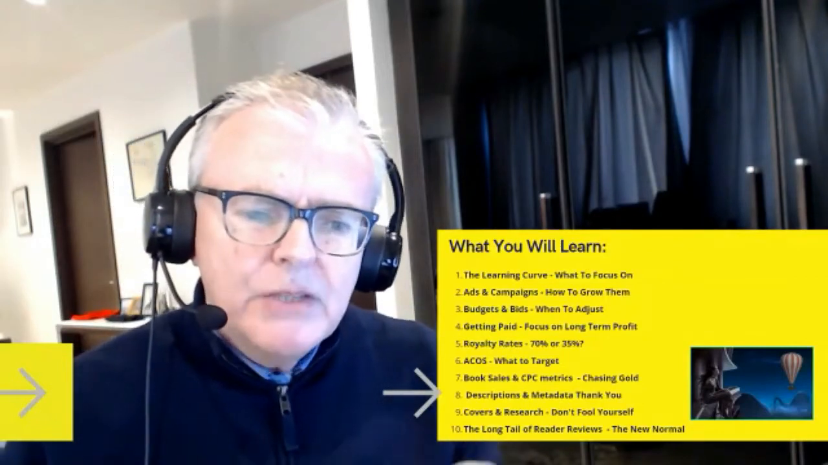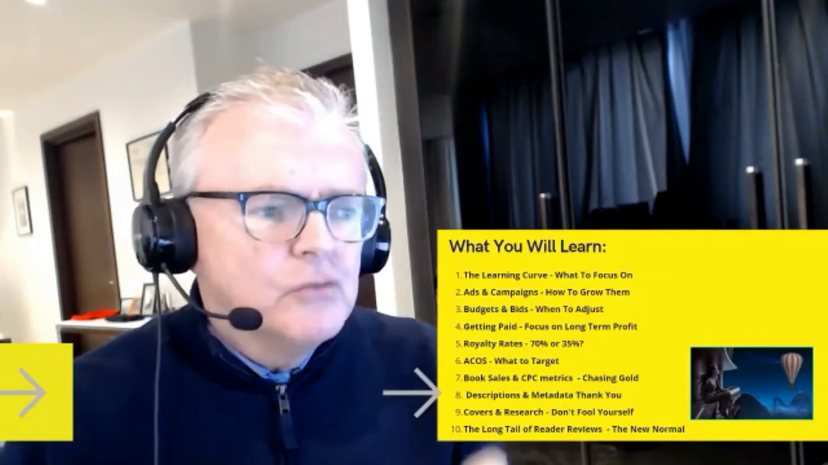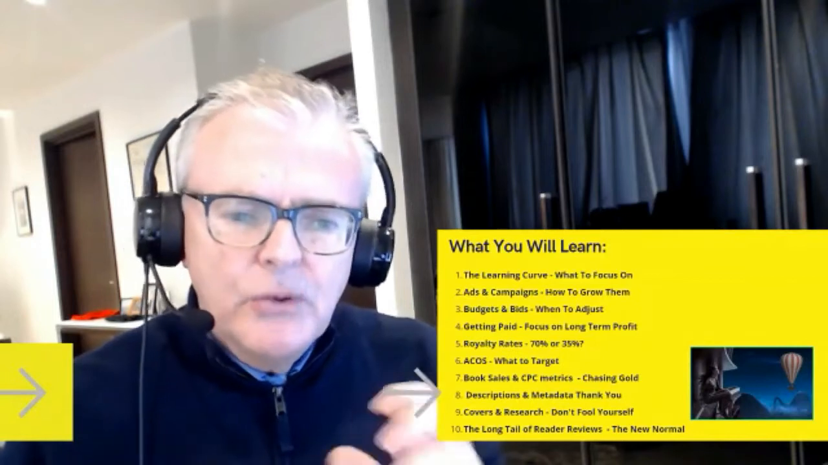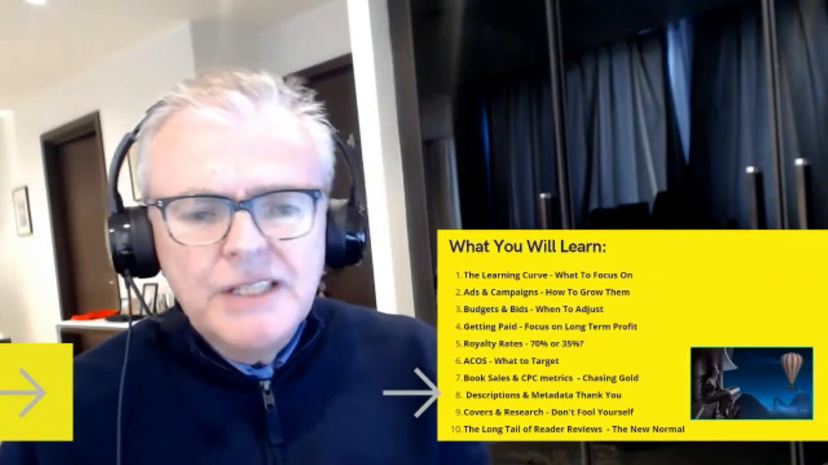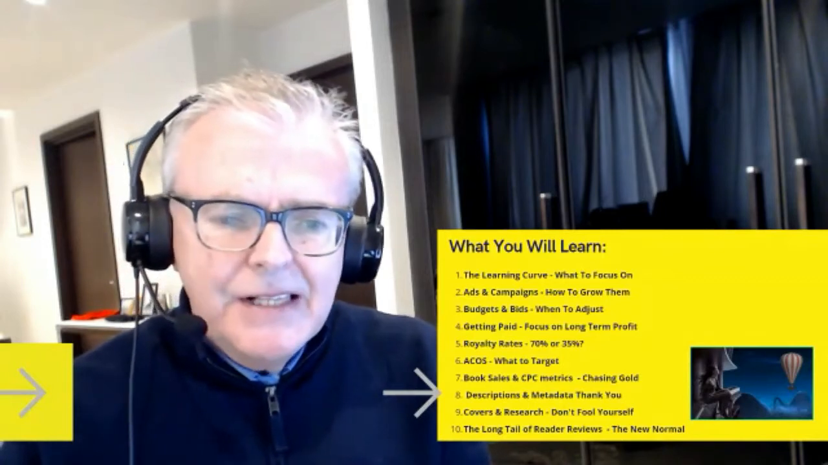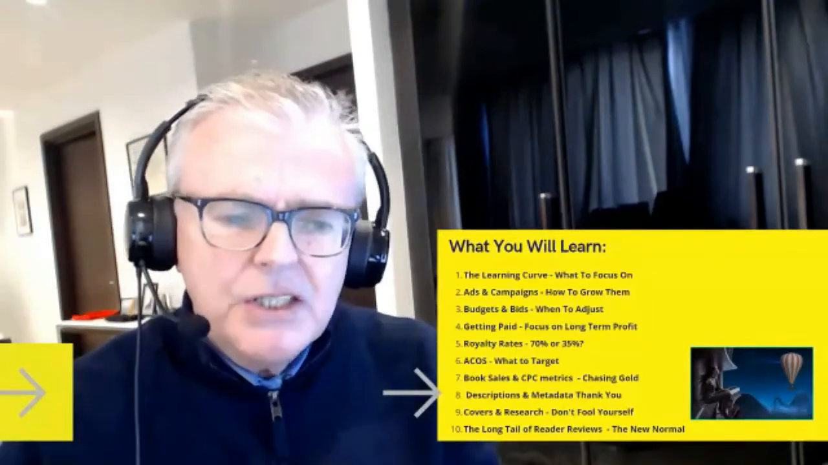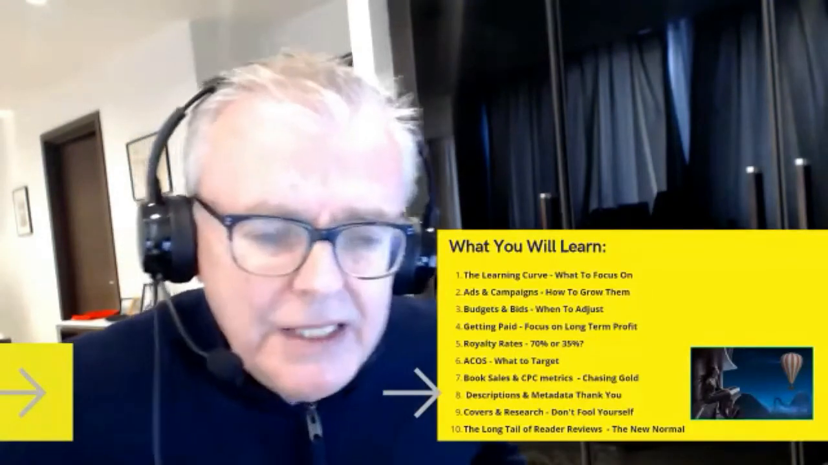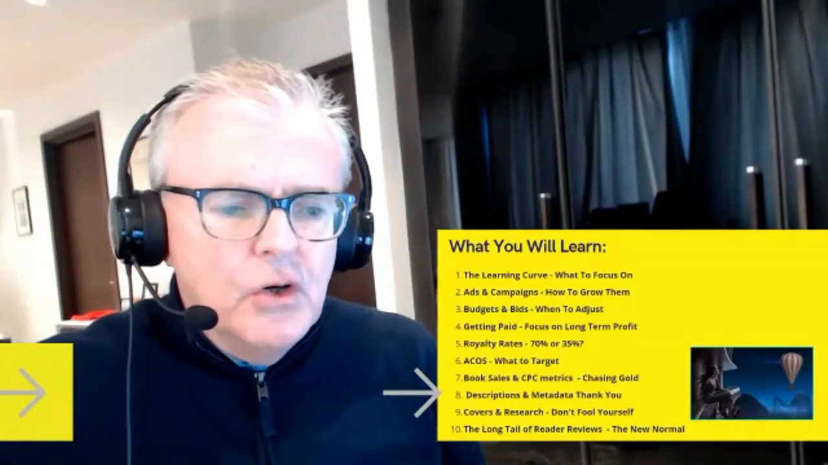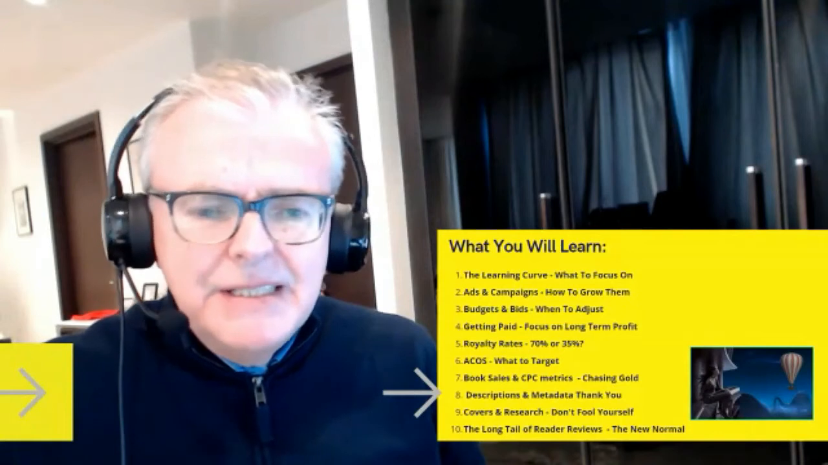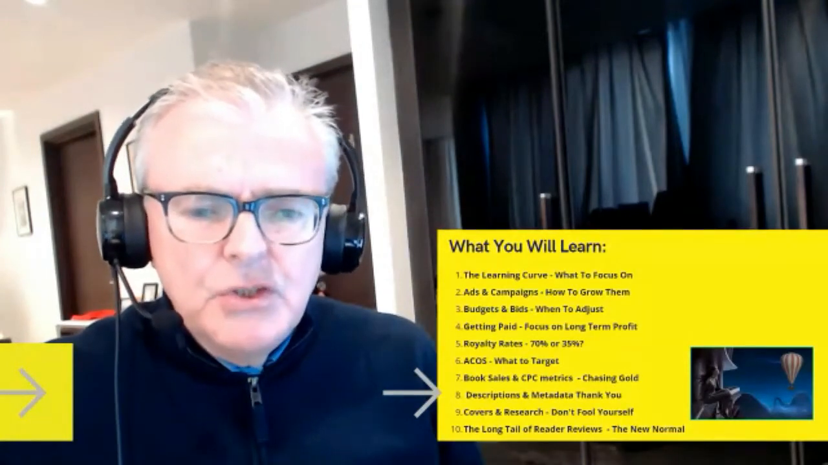That is the goal with Amazon ads. We're going to talk about royalty rates. You need to understand what your royalty rates are, and we're going to focus on that and break them apart. We're going to look at ACOS, average cost of sales, which is a percentage, and try to understand what ACOS rate you should be targeting. We're going to look at the whole idea of book sales and CPC. What is CPC, cost per click, and what metrics you should be focusing on.